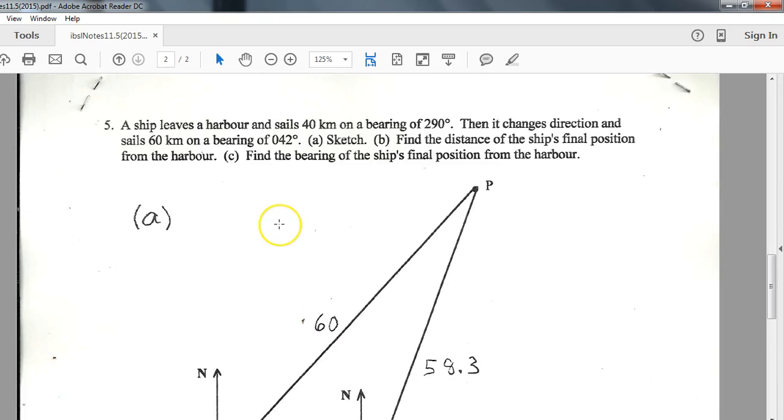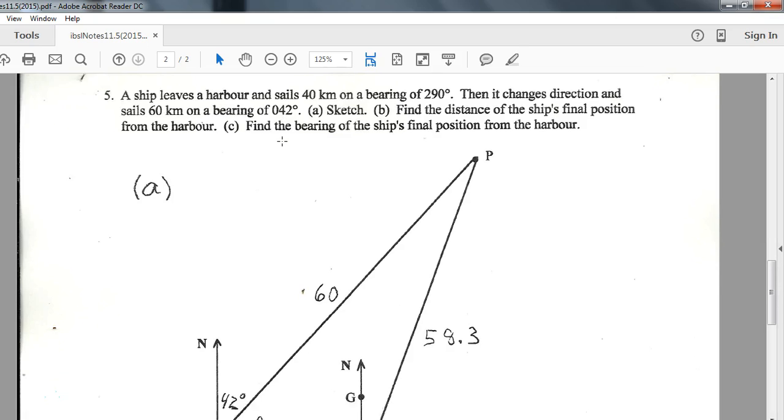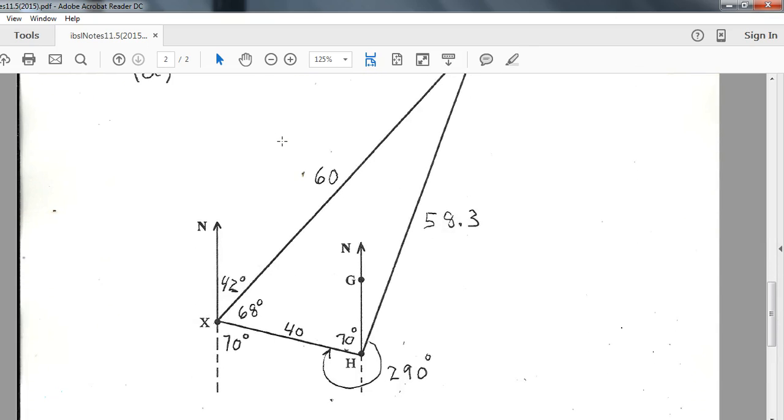Second step, from there, so the point that we are now at, we're going to travel 60 kilometers on a bearing of 42 degrees from the north. So 60 kilometers from 42 degrees. So again, this is the point we are now at.